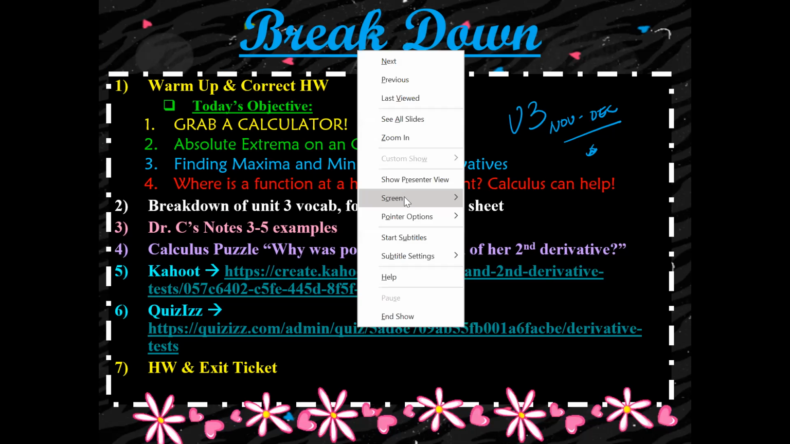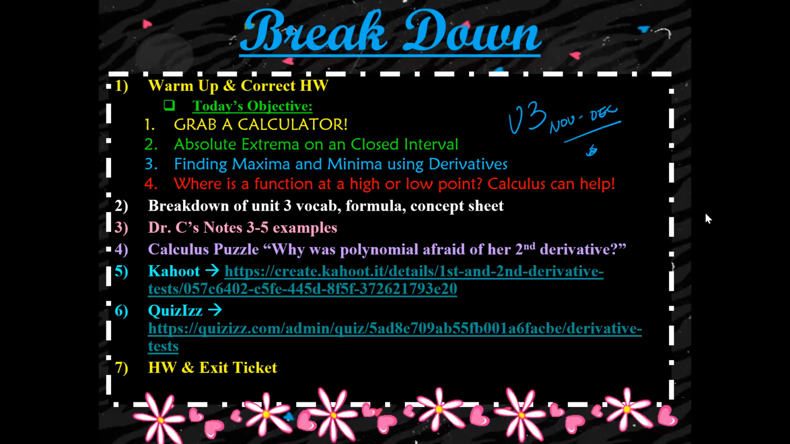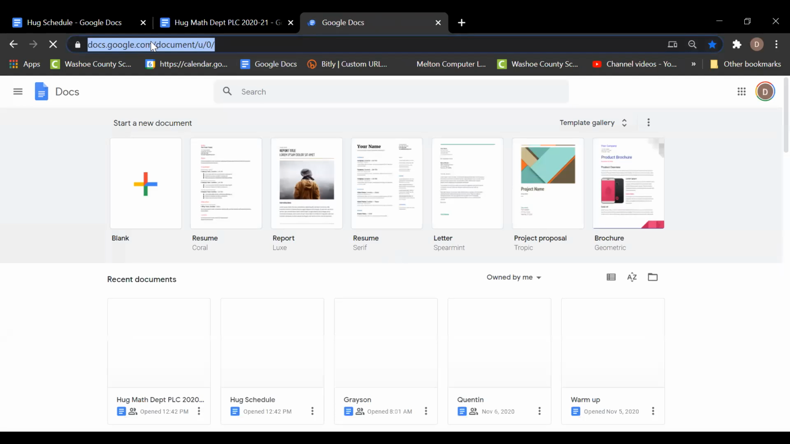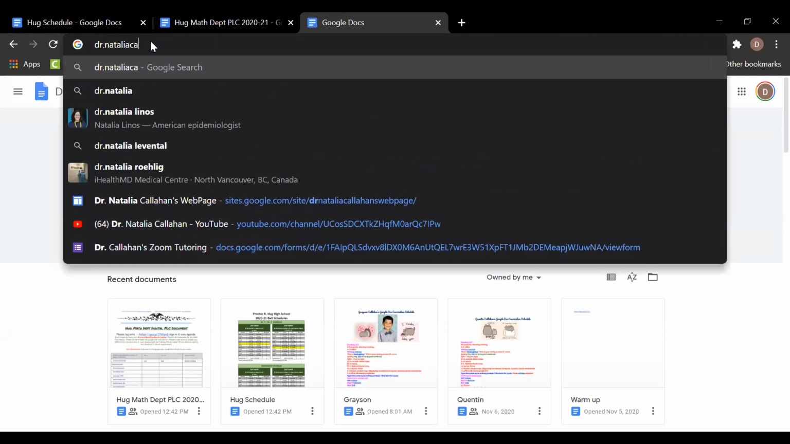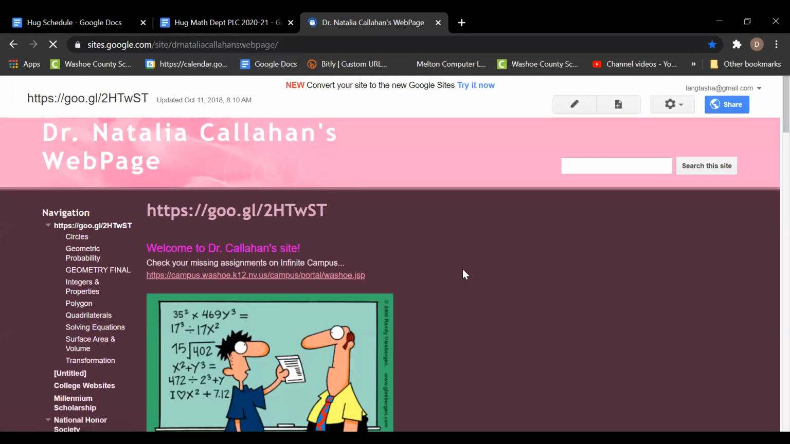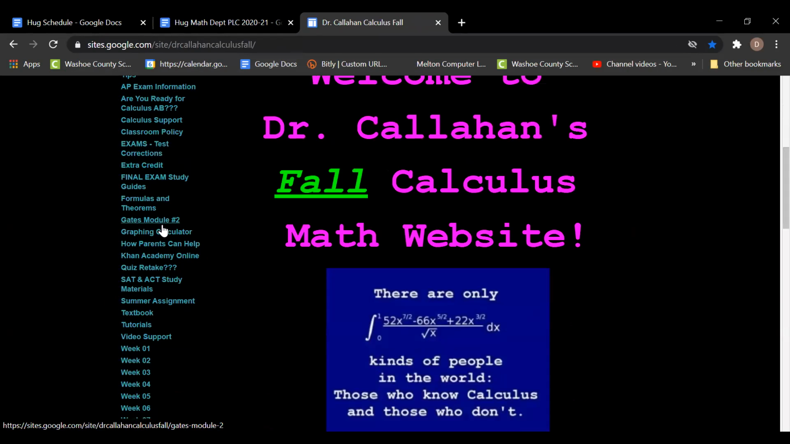Also, if you are curious as to what the study guide will look like, I will be giving you more study guides as we get closer to that. But if you would like something ahead of time, all you have to do is go to Google and search Dr. Natalia Callahan. Just click on the first website, Calculus Fall. Then on the left side, where it says Final Exam Study Guides, go ahead and click on it.